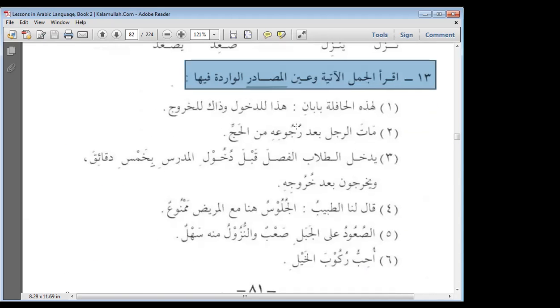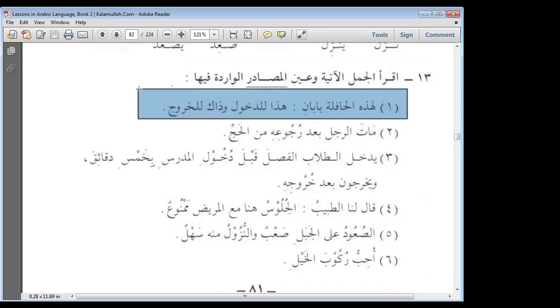All right, so good. So far we introduced the one pattern of masdar. So we're just looking for that one pattern. Okay. So let's read the first sentence.